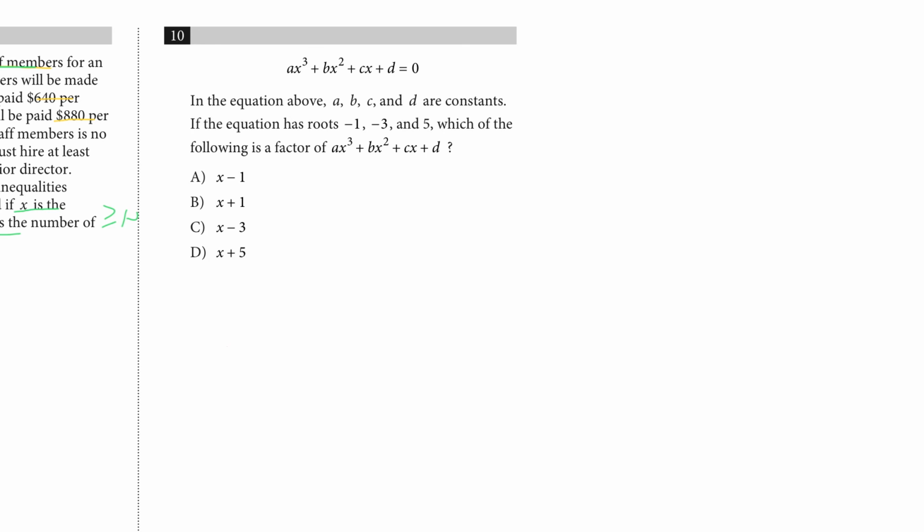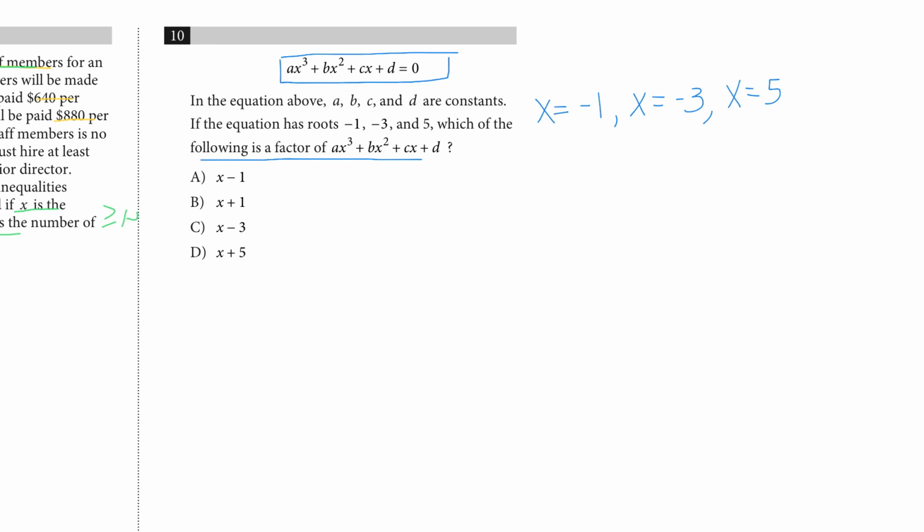Okay, problem number 10. We have a cubic equation: Ax cubed plus bx squared plus cx plus d equals 0. In the equation above, a, b, c, and d are constants. If the equation has roots of -1, that means x is equal to -1, and x equals -3, and x equals 5. Which of the following is a factor of this? So we're looking for the factors.